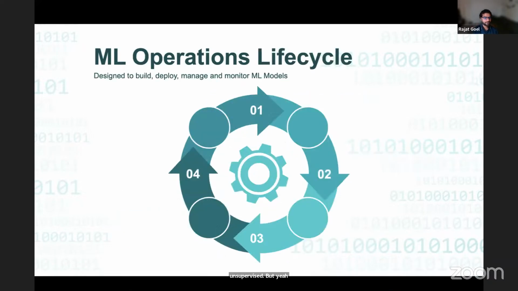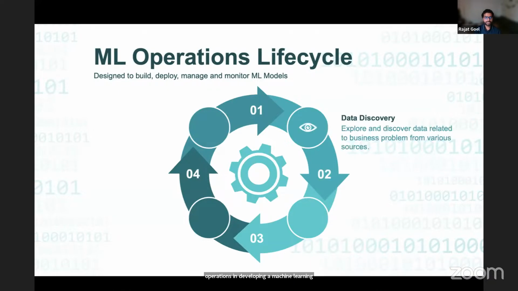Next, we discuss, once we have machine learning models that are trained on various amounts of data, how do we come up with a solution that employs a machine learning solution? Let's discuss various operations in developing a machine learning solution. The first one being data discovery. In this step, we go out in the world and try to identify what could be various sources of data that we can get, which is related to the business problem that we have.